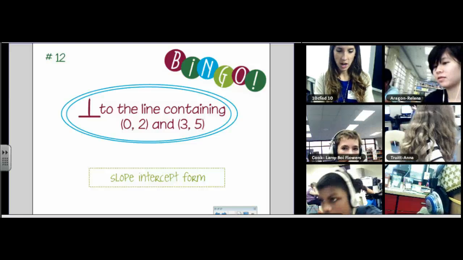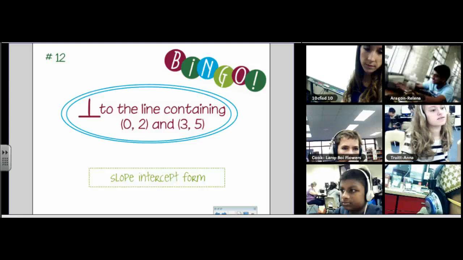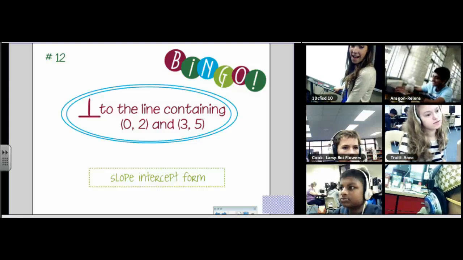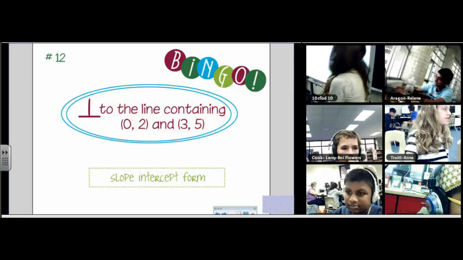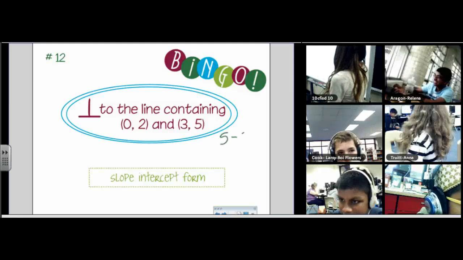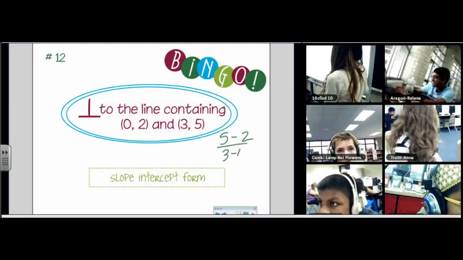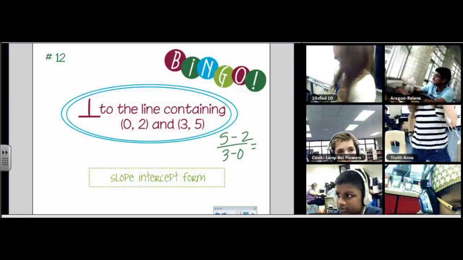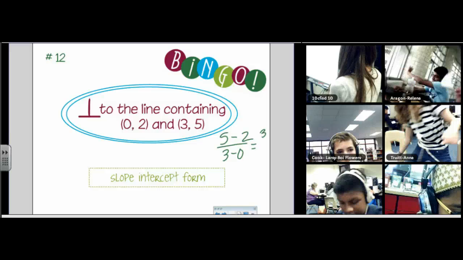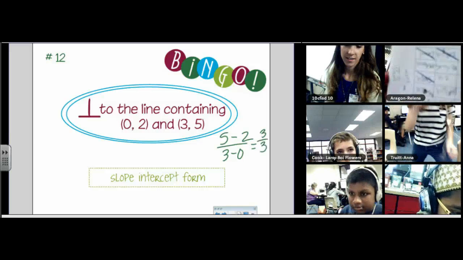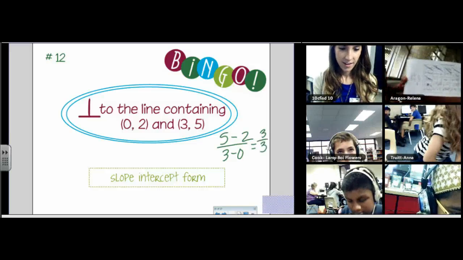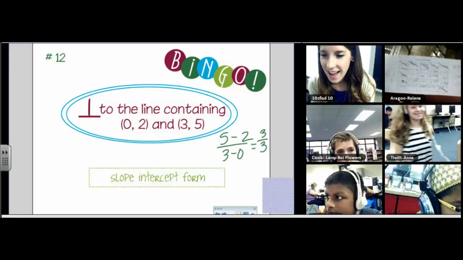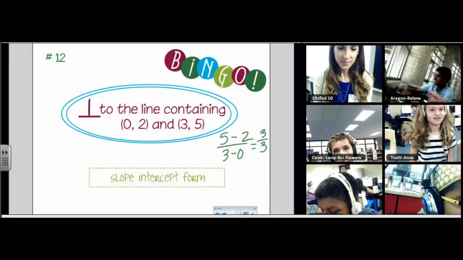Find the slope. Good job. That's step 1. Very good. Reese, you got bingo! Wow! Good job! Y minus y over x minus x. Wow, look at that. I see it.